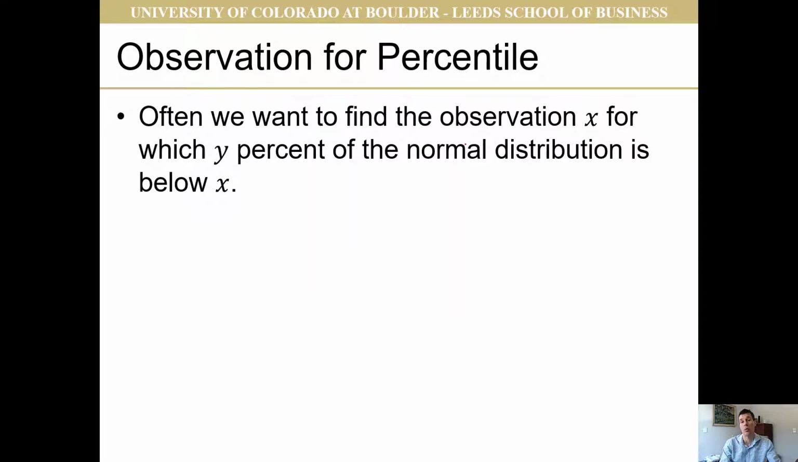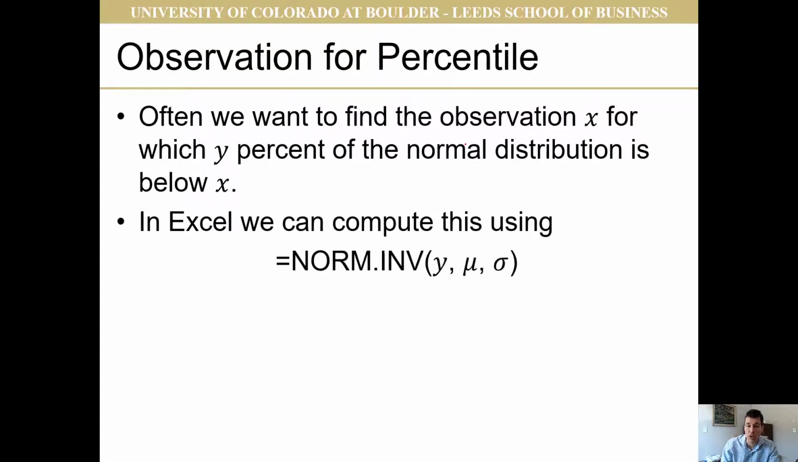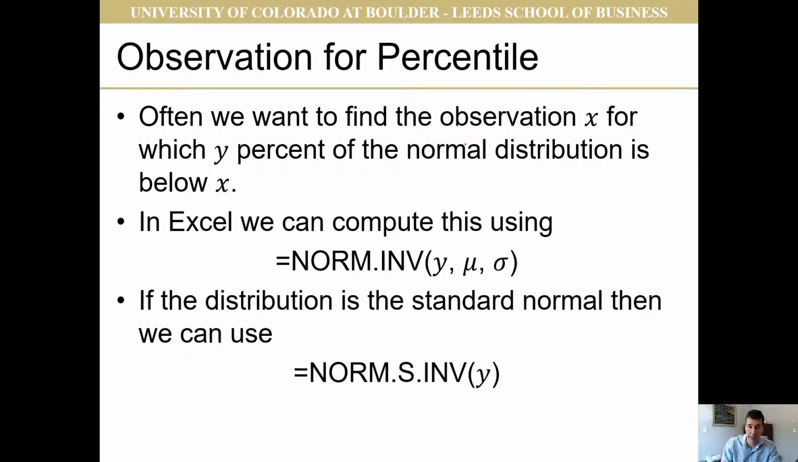Okay, so we can also work the other way around. Take the observation for a percentile. So say you want to find the observation for which y% of the normal distribution is below x. We can do this with norm.inv, or norm.s.inv if the distribution is the standard normal. So for norm.inv, we put our probability here, the mean, the standard deviation. This will tell us what observation has a probability y of a random observation being below it.